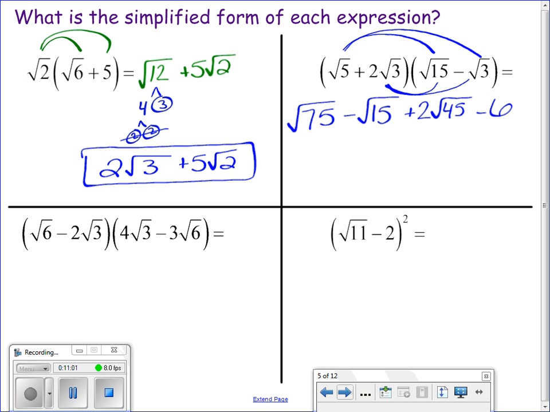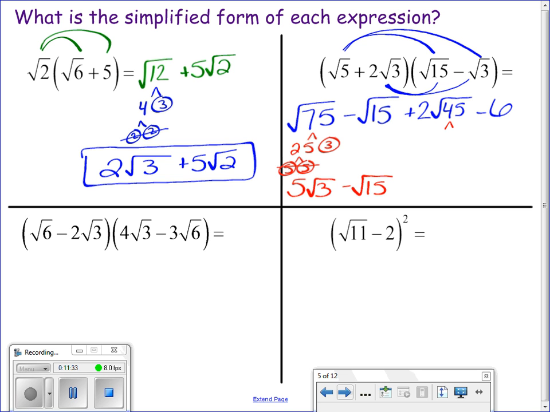Can I simplify anything? Yeah, let's do the 75. So we'll do a factor tree here. Good. 25 and 3. 5 and 5. So we get a pair of 5s and a radical 3. So 5 radical 3. How about the radical 15? Factor tree that? No, it doesn't really do anything. So negative radical 15. I'll just bring that down.